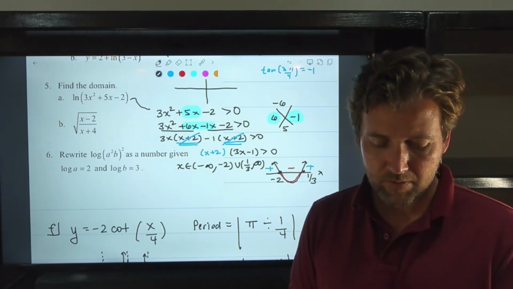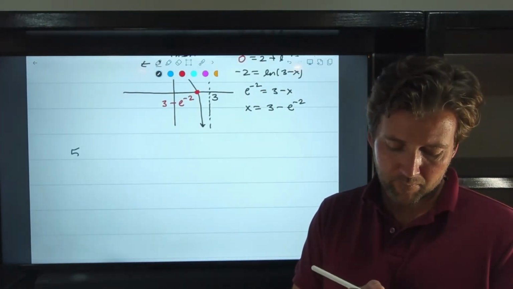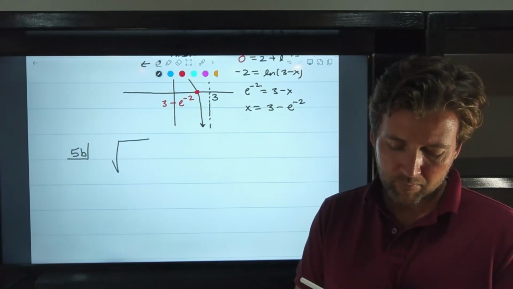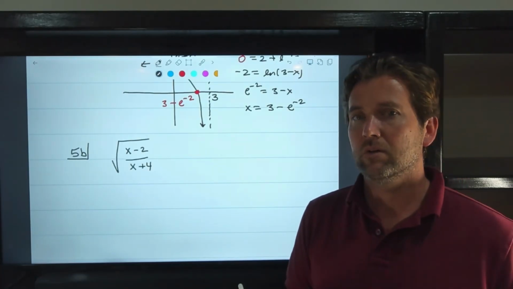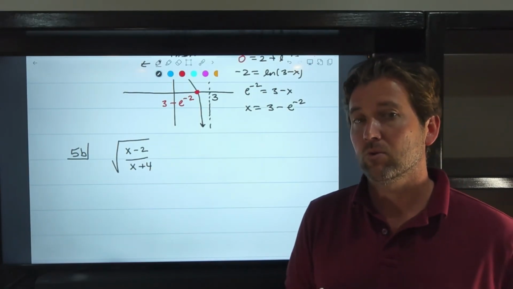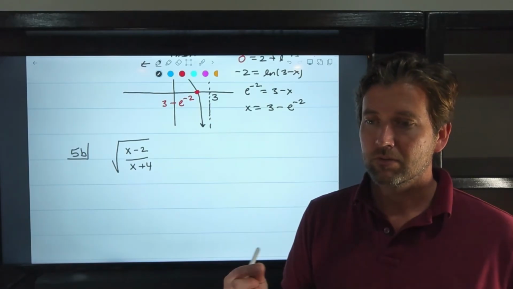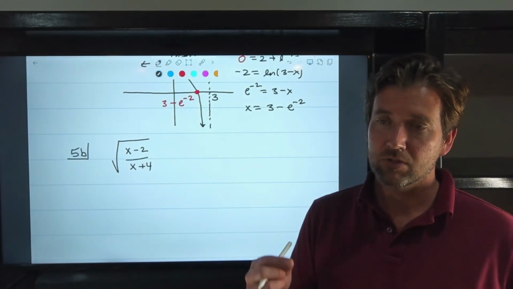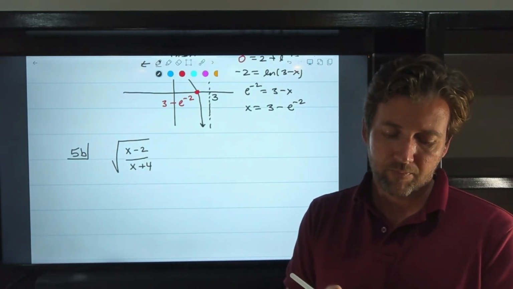All right. 5b. So the square root, unlike the natural logarithm or logarithm, the square root of 0 is 0. The log of 0 or natural log of 0 is undefined. So here, if I have the square root of 0, there will be an output.